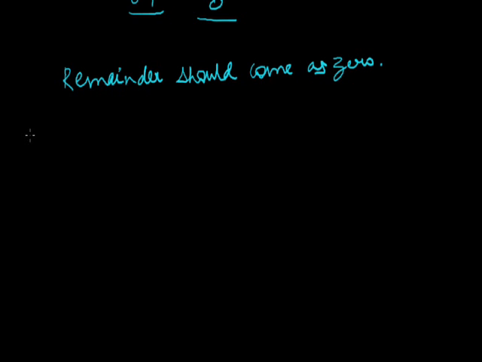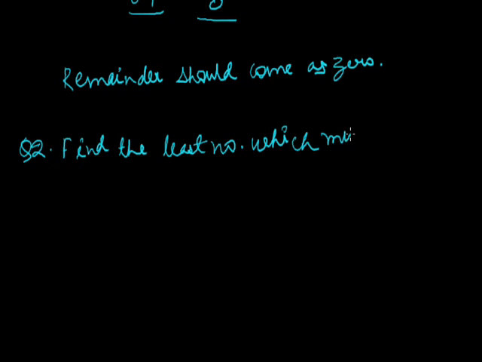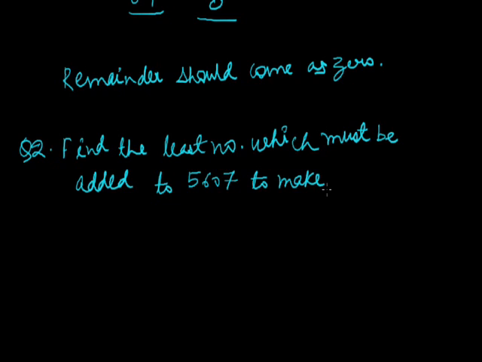Now we will take some more examples. Find the least number which must be added to 5607 to make it a perfect square.